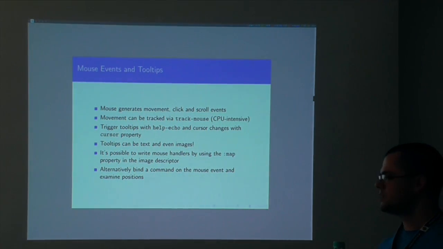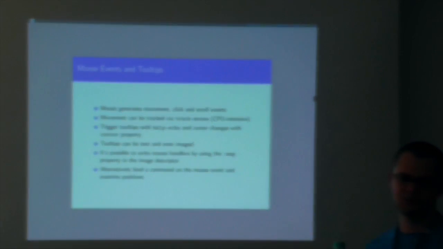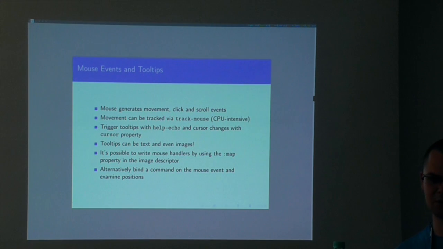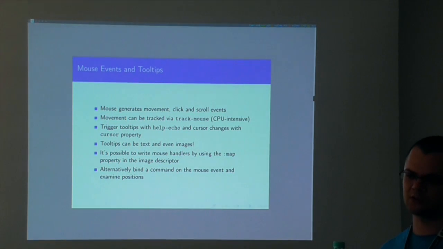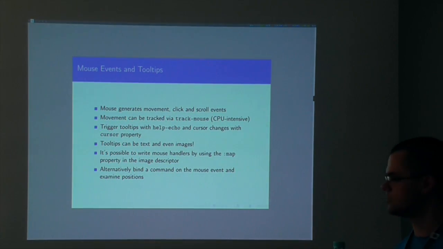This is a very CPU-intensive operation, but still less CPU-intensive than in a browser, for example. So you could build a color picker, which takes less CPU ticks than the same thing in the browser. I've actually done this for my talk last year, demonstrated it at the time. Tooltips can be triggered with another special property, namely help-echo. And cursor changes can be made with the cursor property.